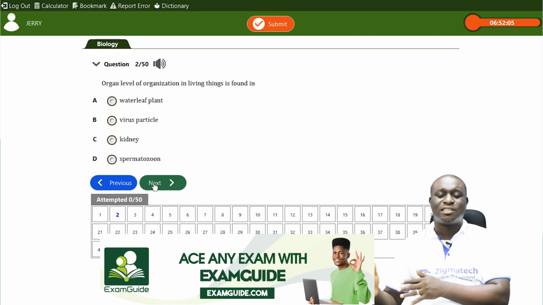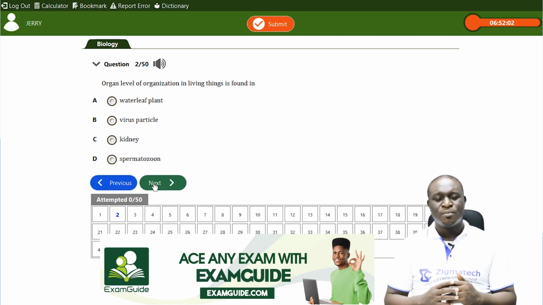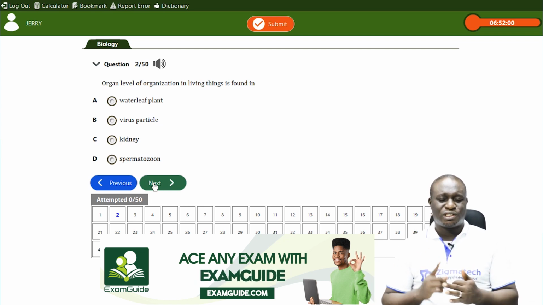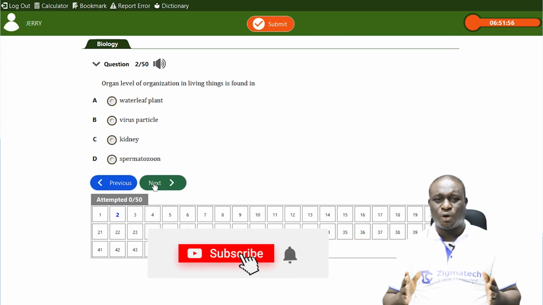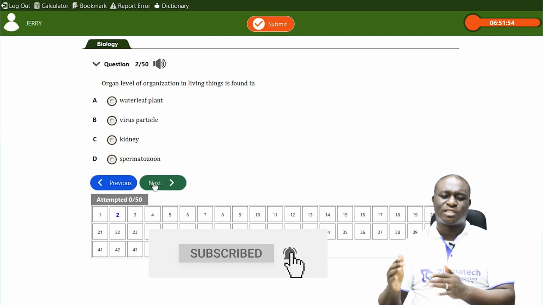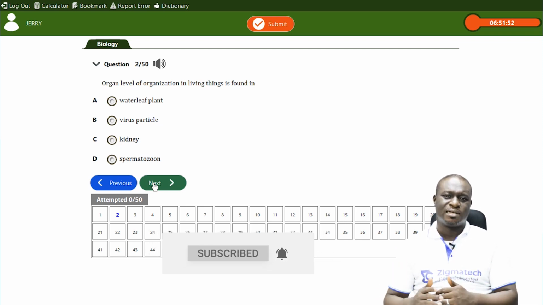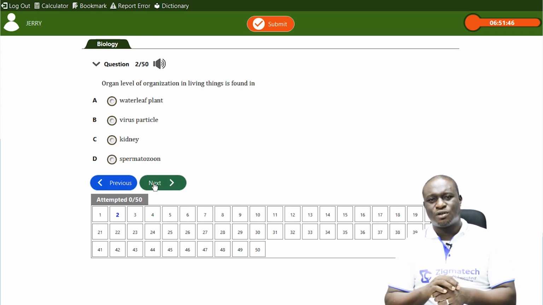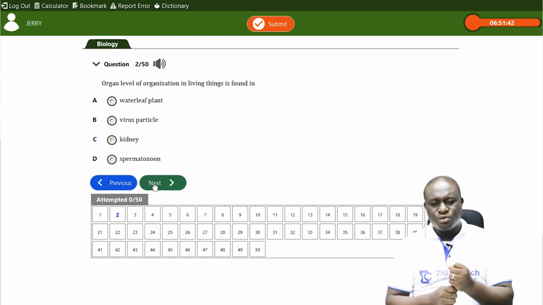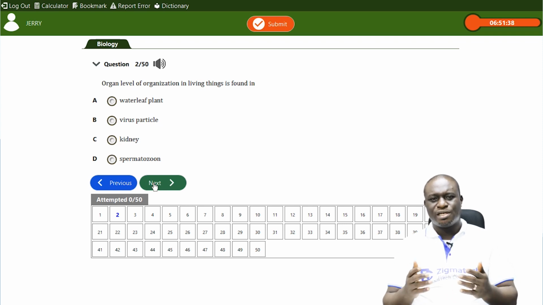Examples of plant tissues are the collenchyma, the phloem, the xylem, the cambium, the sclerenchyma, and so on. These are tissues that are found in plants. And tissues that are found in animals, we have the blood, which is a tissue. We have the bones, they are also referred to as tissues. We have the cartilage, it is also an example of a tissue.